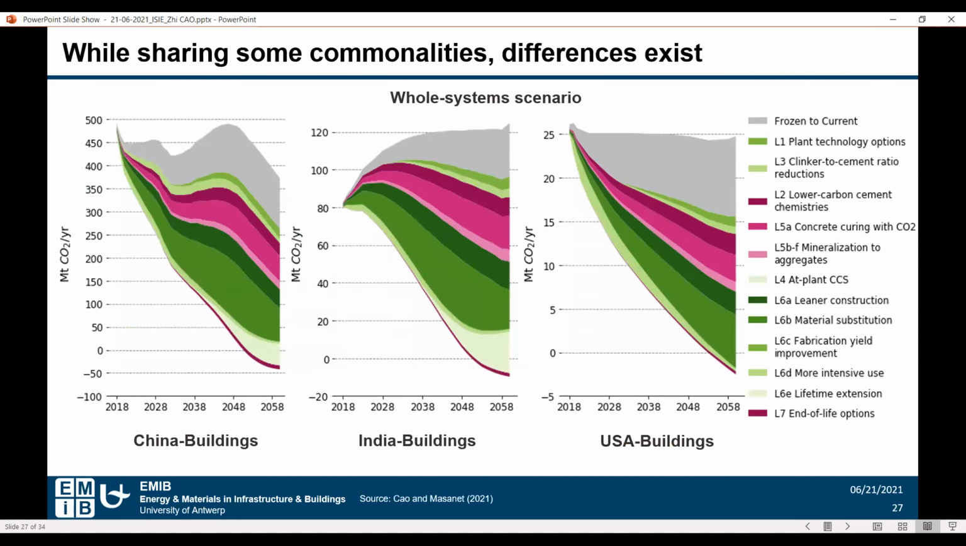And the cross-country comparison shows that lifetime extension will start to play a pronounced role in China and India after 2040. For the United States, the effect of lifetime extension is rather small because the lifespan of United States buildings is longer, which makes lifetime extension much less effective.